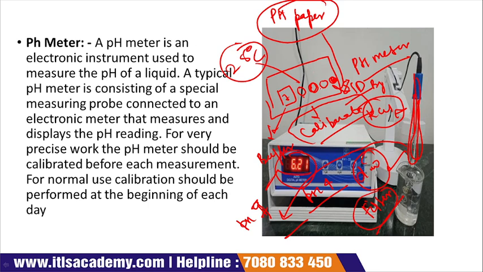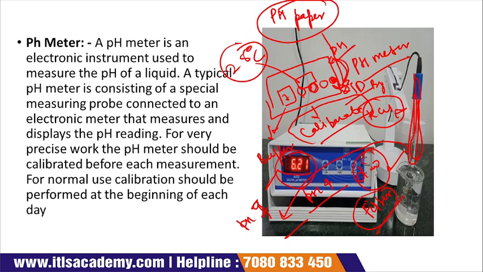Before moving the function knob, we have to move the standby key from standby to pH. After that we have to move the function knob and set the pH to 7. When it reaches 7, we have to again move the knob from pH to standby mode. Now we don't touch these two buttons, that is the temperature knob and the function knob.